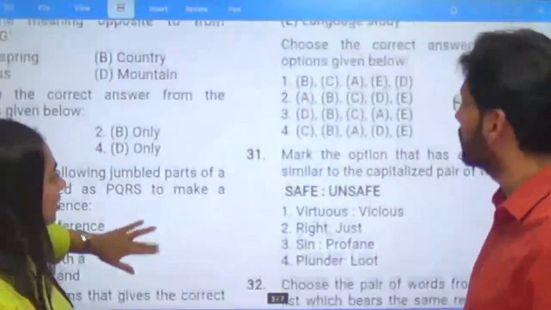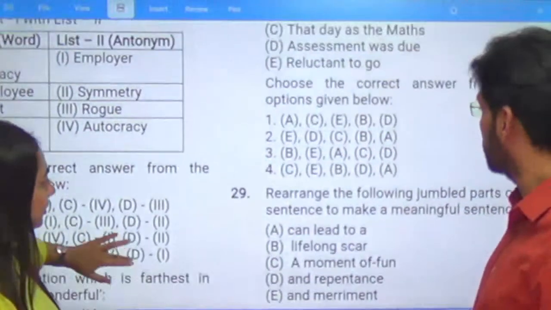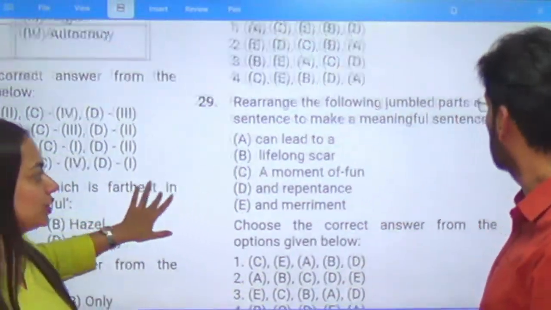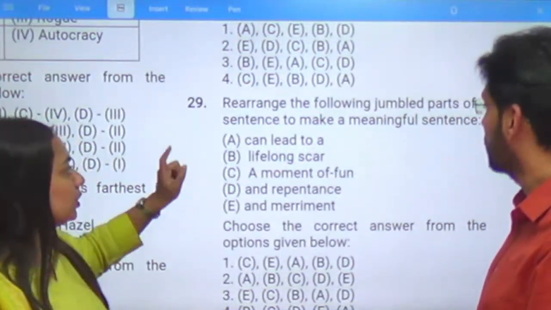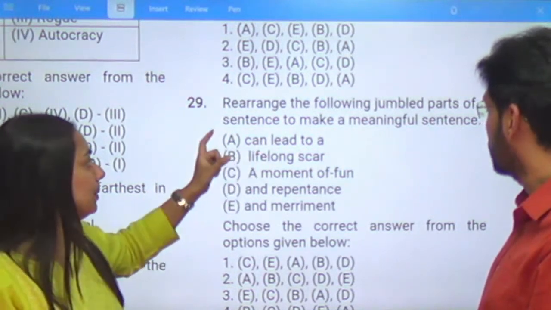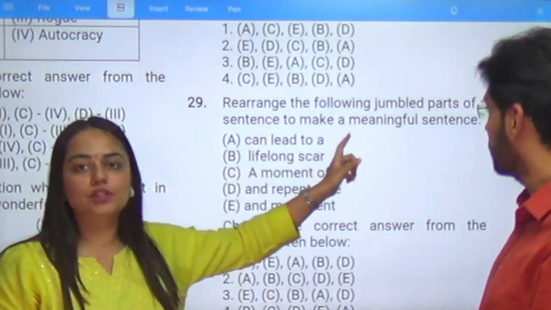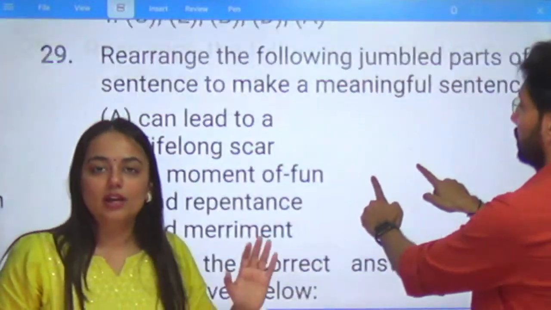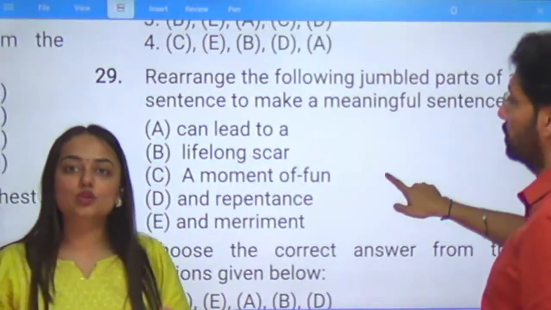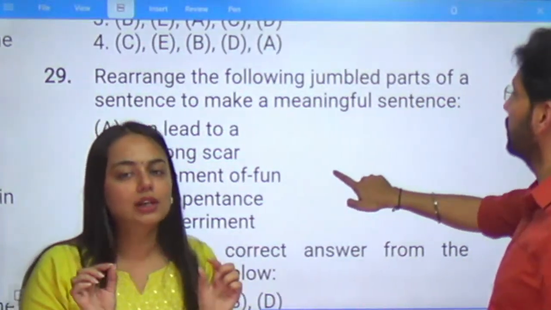Shall we take analogy question? Okay, rearrangement. Let's do this one. Parajumbles. So, rearrange the following jumbled parts of sentence to make a meaningful sentence. Now, they've given an easy one. If it is sentences of a passage, then it may be a little tricky.